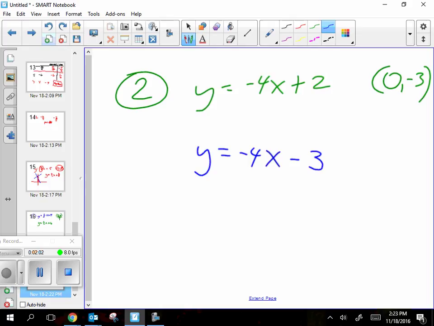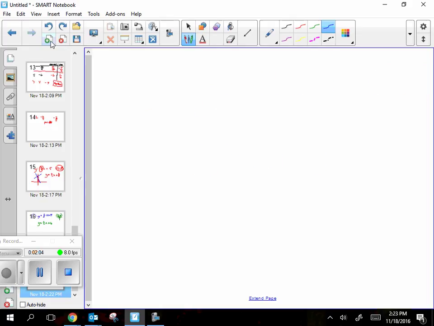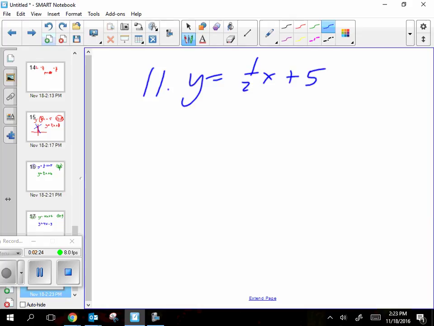Now flip it to the back side. Some of you haven't flipped yet. Flip to the back side. The directions on the back side are different. On the back side, the first one, number 11, says y equals 1/2 x plus 5. And it gives me a point of 0, 6.